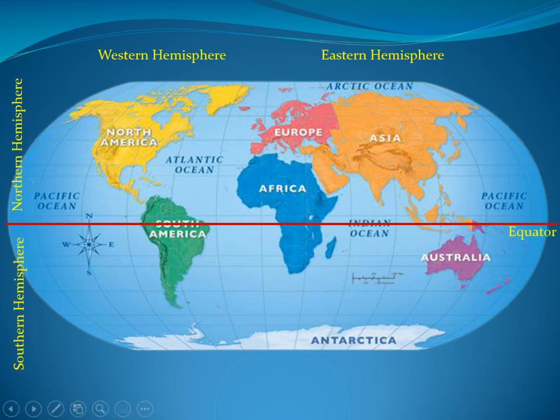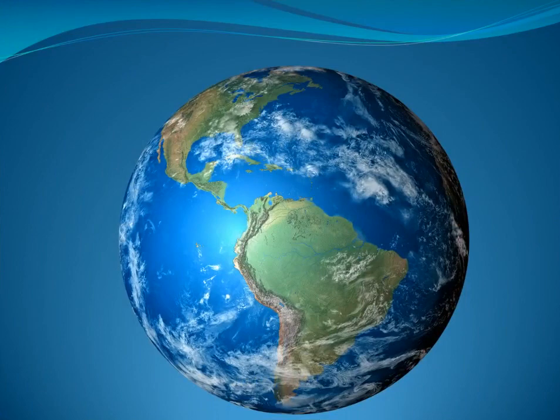The continent North America is located in the northern hemisphere. The second line is called the prime meridian. This separates the western hemisphere from the eastern hemisphere. So that places North America in the northwestern hemisphere of the Earth. All of these continents are located on our planet Earth.